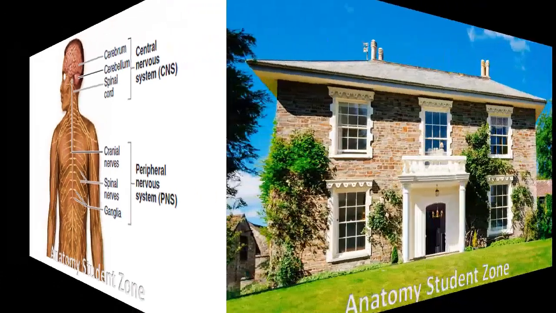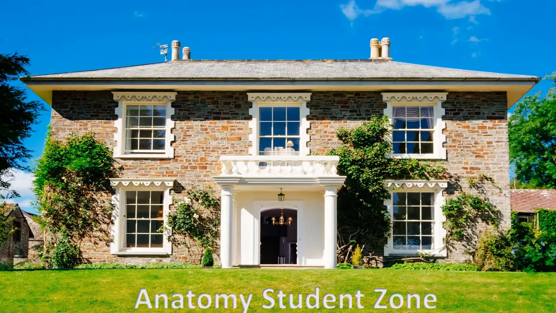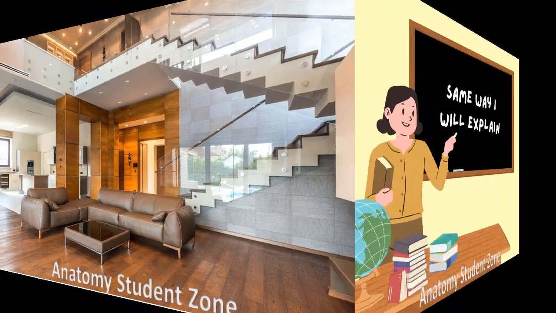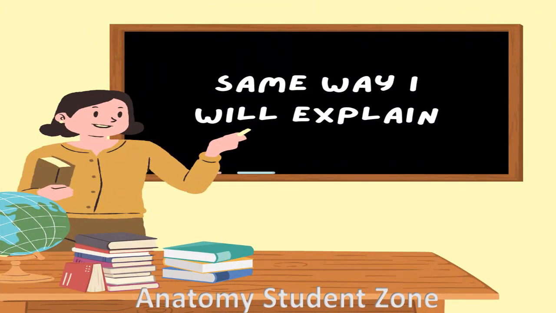It's like if you have purchased a house, first you observe its external appearance, and when you enter inside that house, then you start looking inside it. In this pattern, you have to study neuroanatomy. I will also cover the brain and the spinal cord in the same manner. First, we will cover the external features, then the internal features.